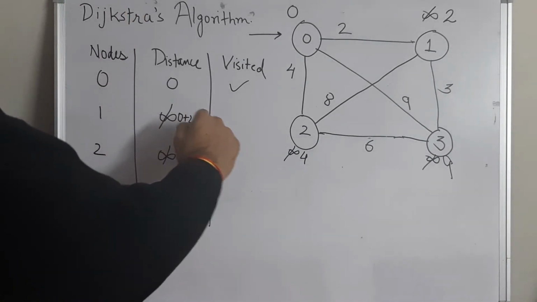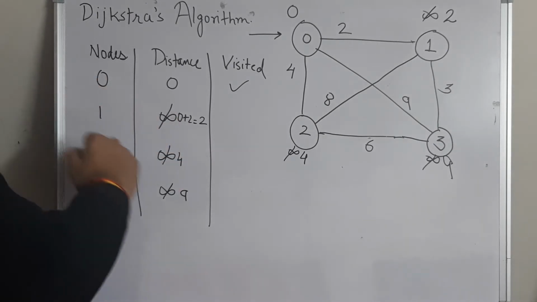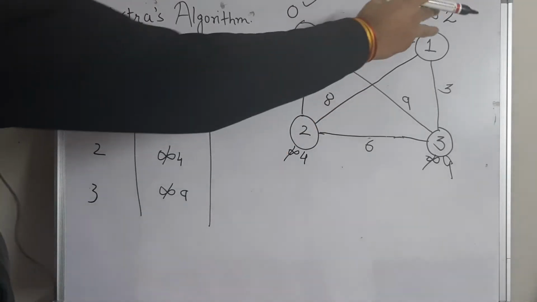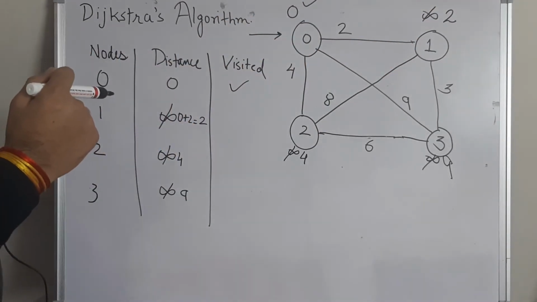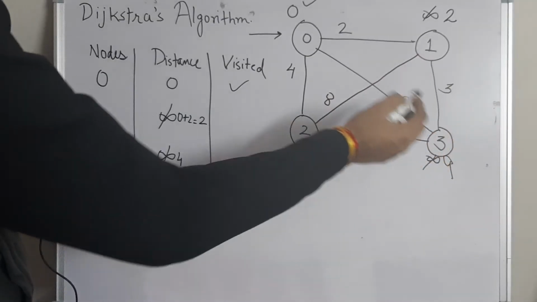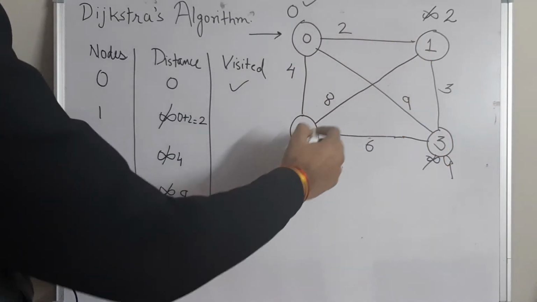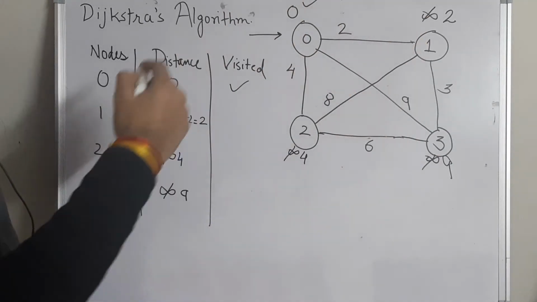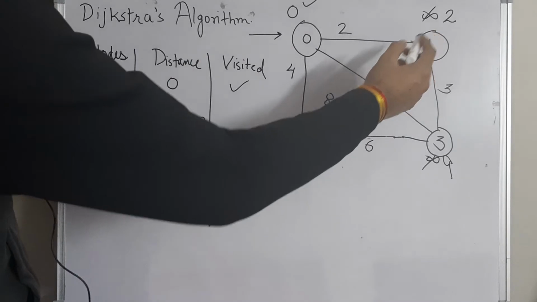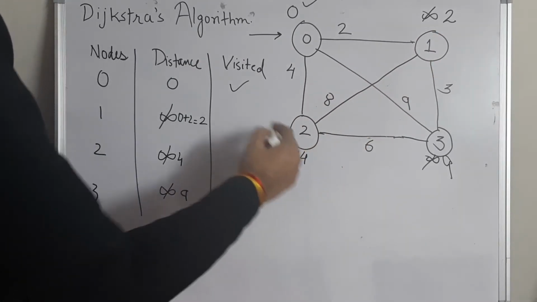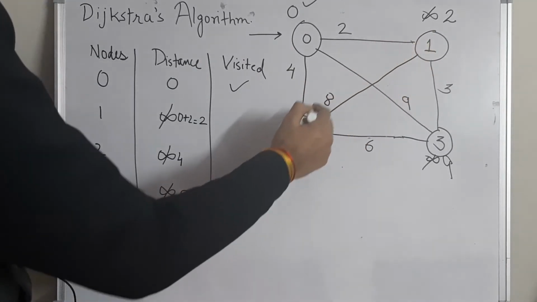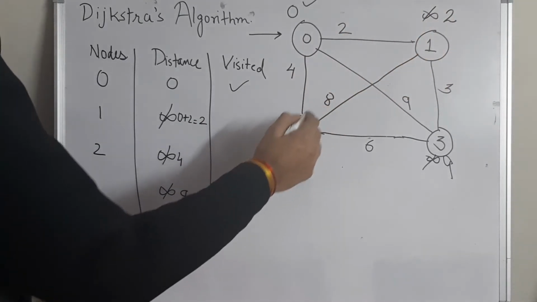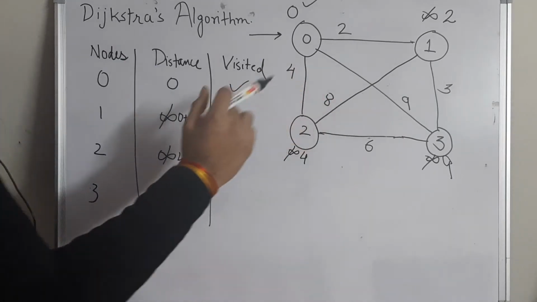The vertex with minimum weight is 1. So we'll explore the first vertex. This vertex is visited. Now which vertices have an edge from 1? 0, 2 and 3. But as we know that 0 is already visited, we'll visit 2 and 3. Now the weight of 2 is 4, and the distance between 1 and 2 is 8 plus the weight of 1, which is 2. 8 plus 2 becomes 10. 10 is greater than 4, so we will not make any update here.